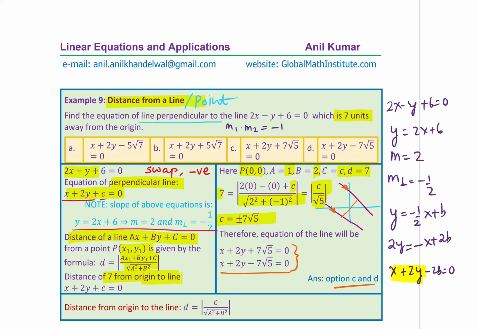Perfect. That is how we could actually calculate. You also note here that if you're finding the distance from the origin, in that case the formula simplifies to the absolute value of C divided by square root of a square plus b square.